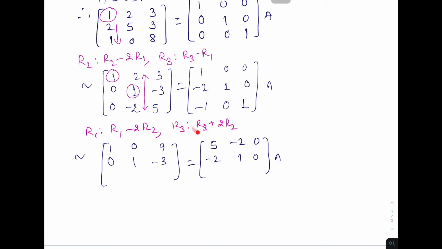Same way R3 plus 2R2, so multiply 2 and add here. Same way here also. So this will be 0, this is 0. Now multiply with 2 here, so that will be minus 6, and plus 5, so that is minus 1. Same process here, multiply with 2 and add, so 2 into minus 2 minus 4 and minus 1, so that will be minus 5.